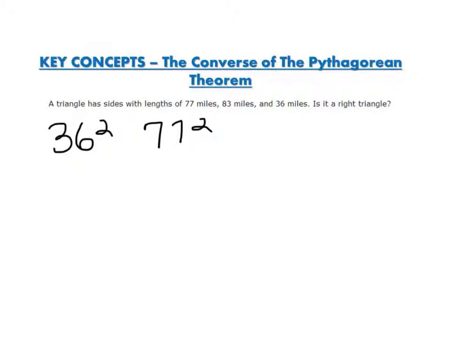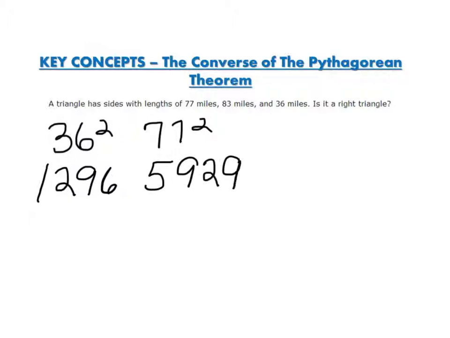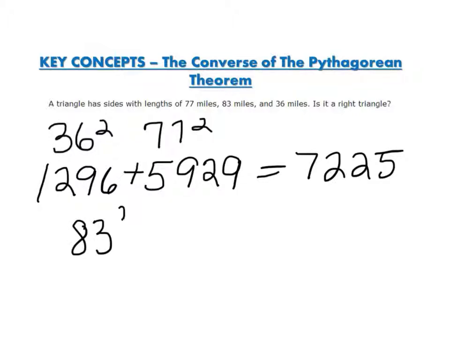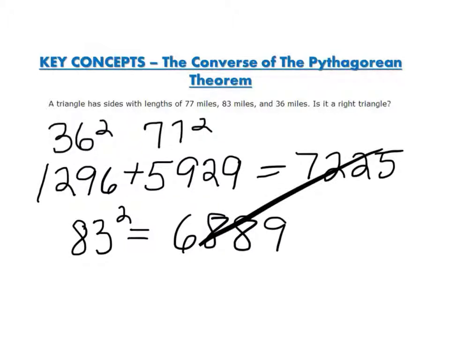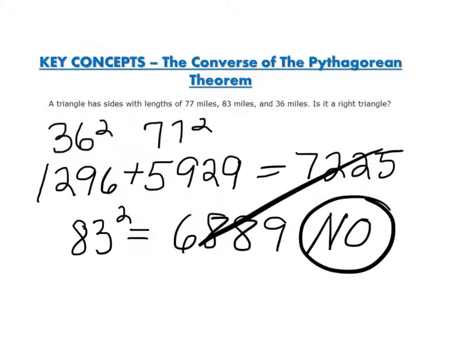All right, 36 squared is 1,296. 77 squared is 5,929. When I add them together, I get 7,225. When I square 83, I get 6,889. Once again, the two numbers are not equal, therefore, that is not a right triangle.